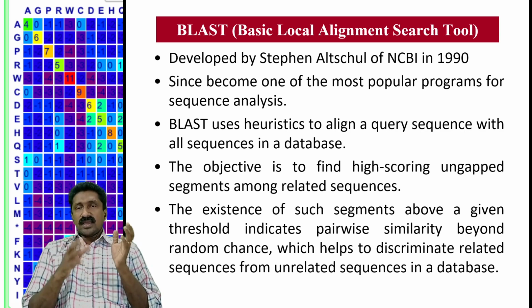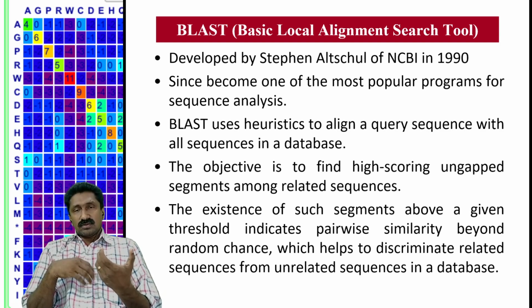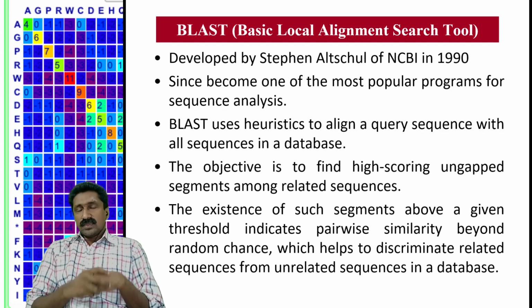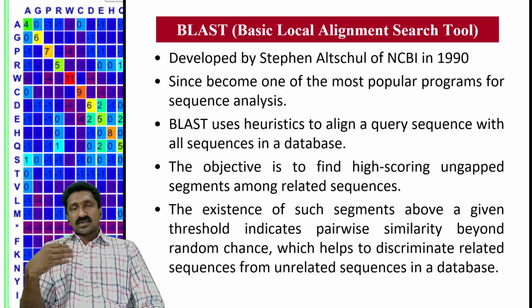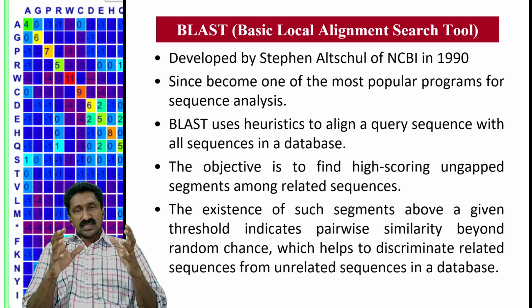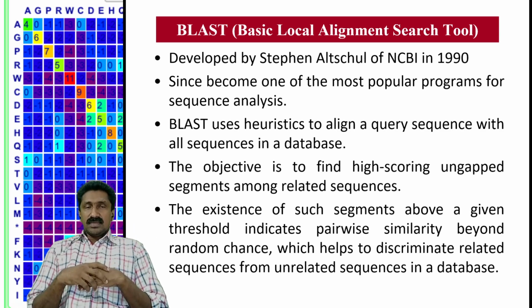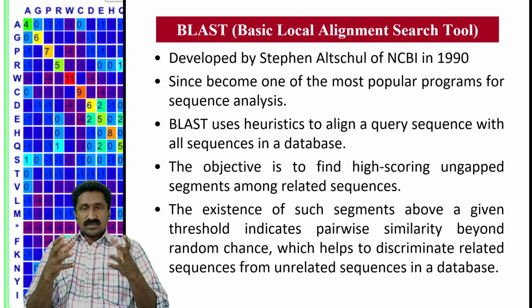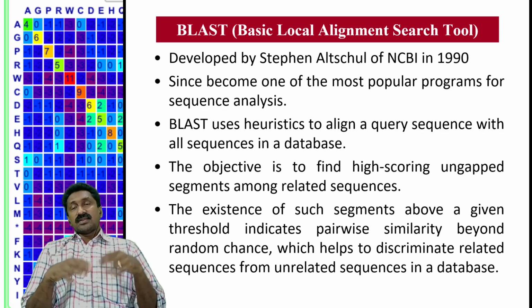So the objective is to find high scoring ungapped segment pairs, which are actually conserved domains, which may not have any mutations in that region, which will have exact matches in the database. And the existence of such segments above a given threshold indicates pairwise similarity beyond random chance. So if you can identify such high scoring regions, then that means there is a pairwise similarity and it is not a random match that we can identify, which helps to discriminate related sequences from unrelated sequences in the database.